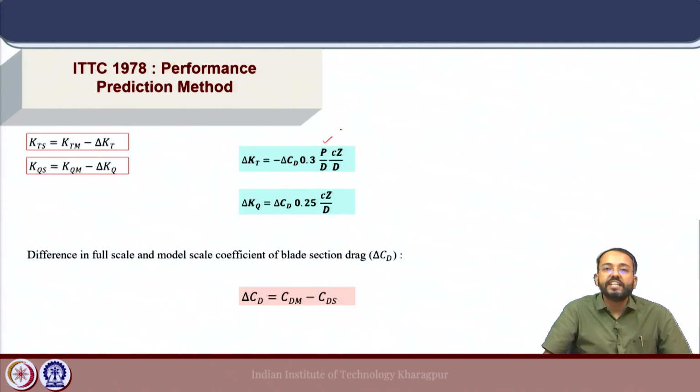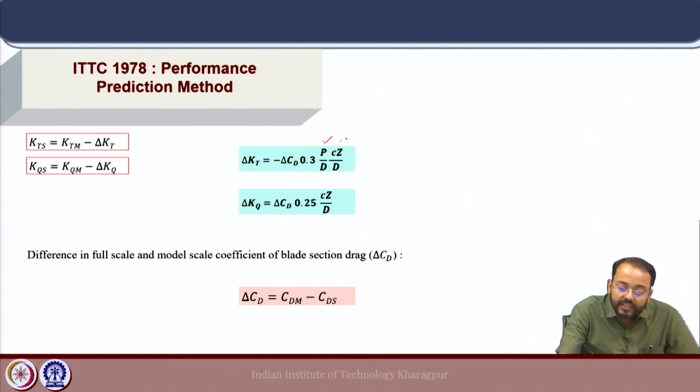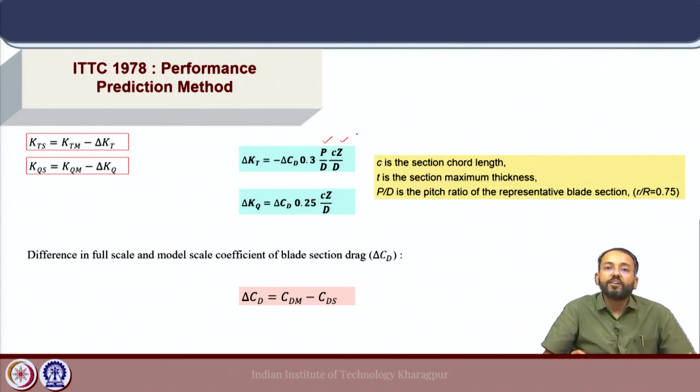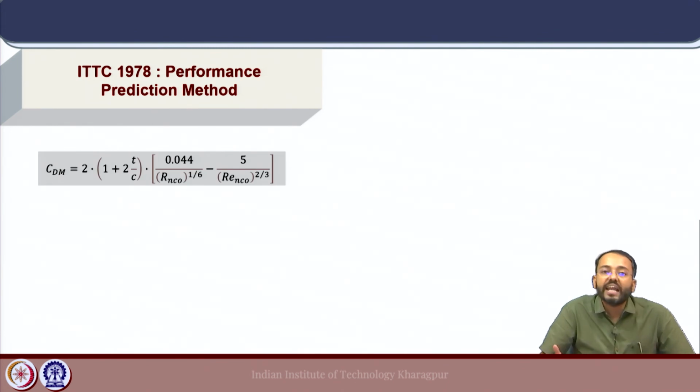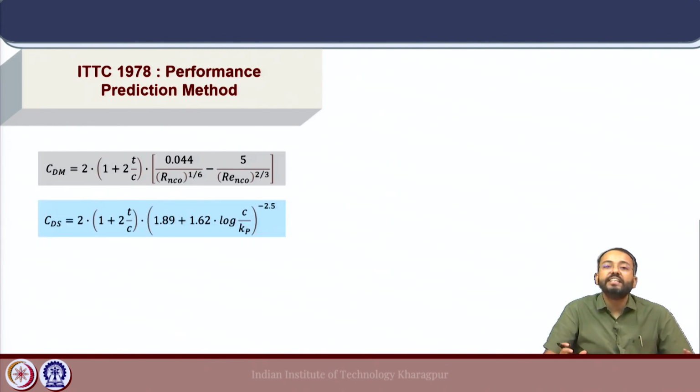The pitch ratio P by D, the section chord length C, Z the number of blades, and D the diameter of the propeller blade. So, this ITTC method corrects for the difference in sectional drag between the model and full scale. Now, how do we calculate CDM and CDS?